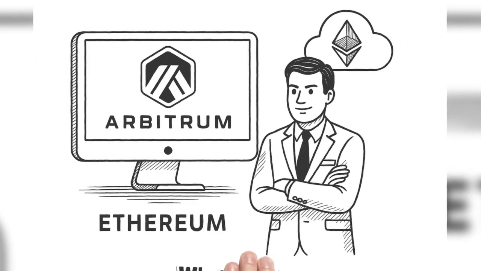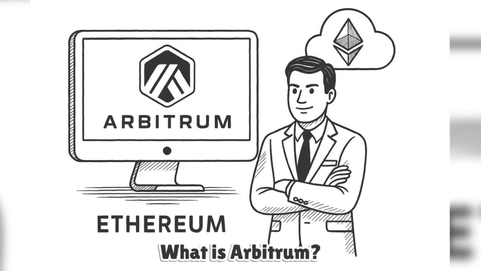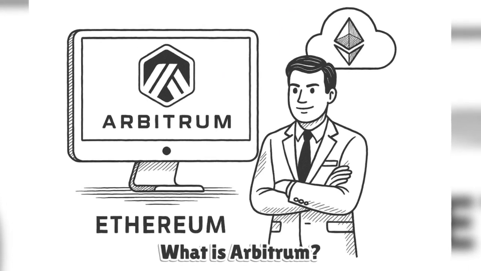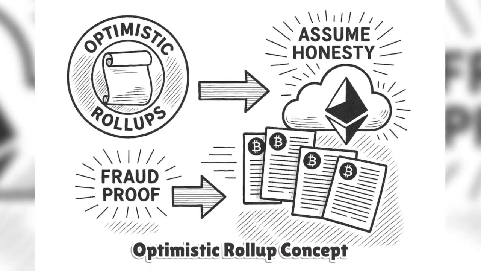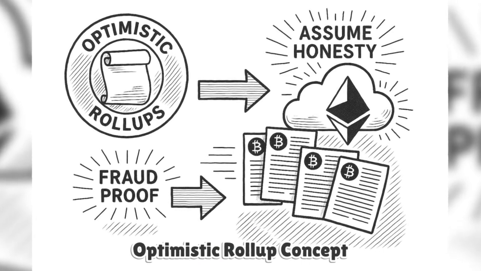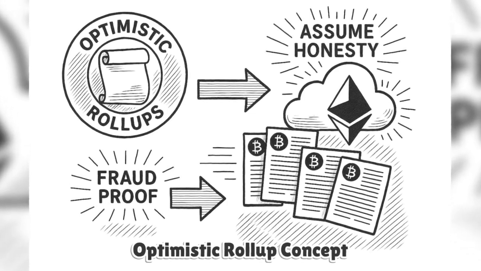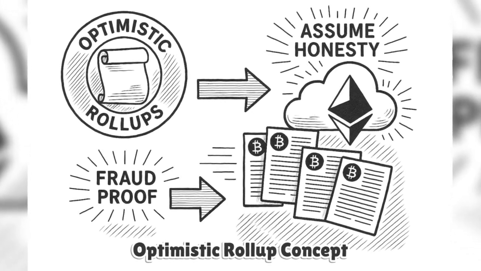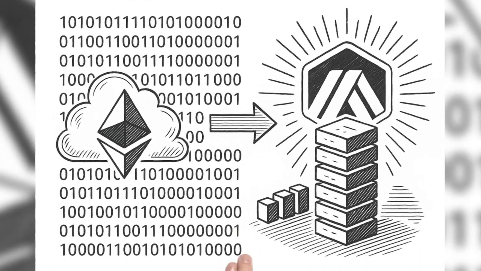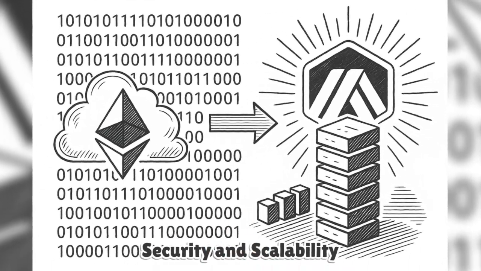Arbitrum is a Layer 2 scaling solution for Ethereum, developed by Offchain Labs to make smart contracts faster and cheaper without sacrificing the security of the base chain. Its design is based on a concept known as an optimistic rollup. Transactions are executed off-chain, but their results are periodically posted to Ethereum, assuming honesty by default and relying on fraud proofs to catch any incorrect computation. This allows Arbitrum to inherit Ethereum's security while handling vastly more transactions per second.